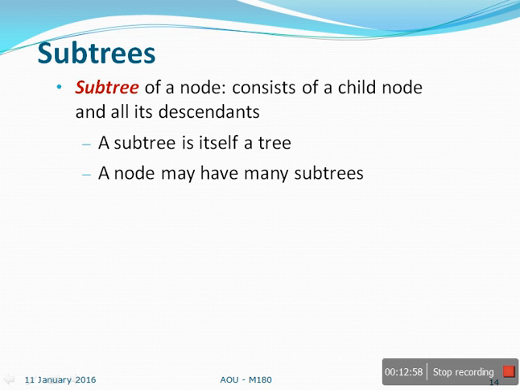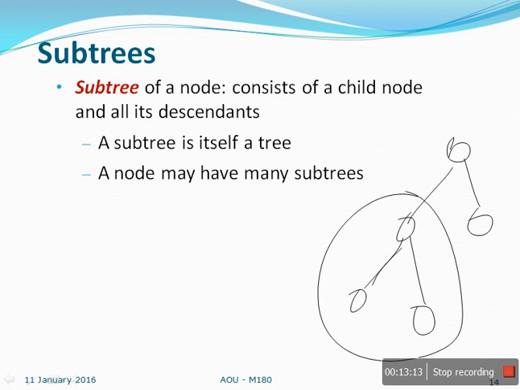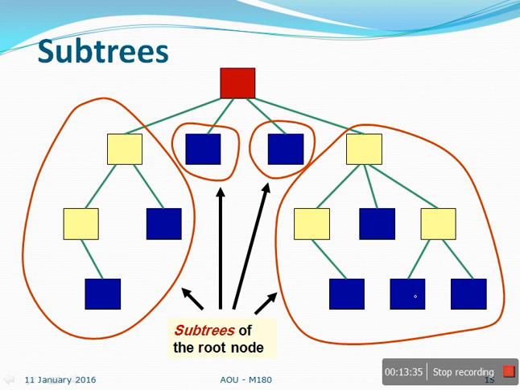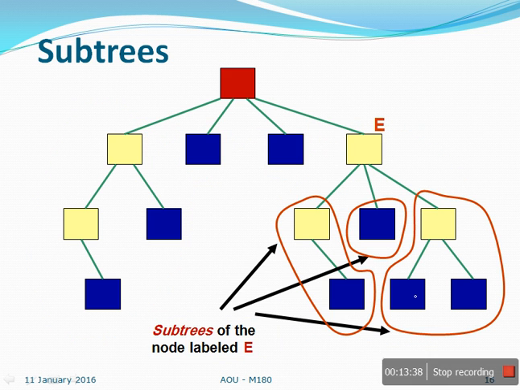A subtree of a node consists of a child node and all its descendants. So for example, if this is a tree, now I can say that this is a subtree, that is the subtree of this node. It is its children, and if it has sub-children, these all come in this subtree. Any node can have many subtrees. For example, this node can again have subtrees over here. These are also again the subtrees for E.